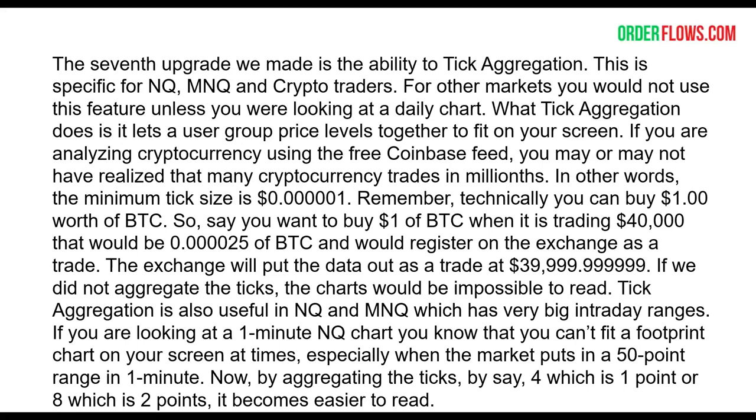On tick aggregation: this is something somebody asked me recently to do, and we created the tick aggregation because of crypto. Crypto is trading satoshis, basically. You don't buy one Bitcoin, you buy whatever amount in fiat currency. You say, I'll buy $20 worth of Bitcoin, and it's going to be something like 0.00001 of a Bitcoin. And the exchanges will register it as a trade, you know, 39.999999.